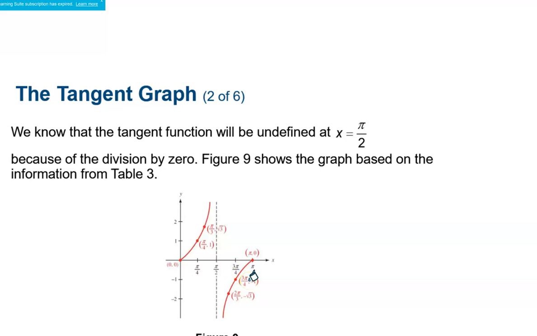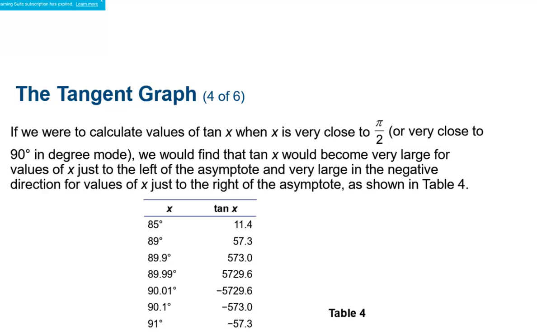If we were to calculate values of tangent x when x is very close to pi over 2, or very close to 90 degrees in degree mode, we would find that tangent x would become very, very large. It will go as close to this line, as close to the asymptote as possible, but will never touch it, so it will reach infinity. It will get larger and larger as x gets close to pi over 2. We would find that tangent x becomes very large for values of x just to the left of the asymptote, and very large in the negative direction for values of x just to the right of the asymptote.